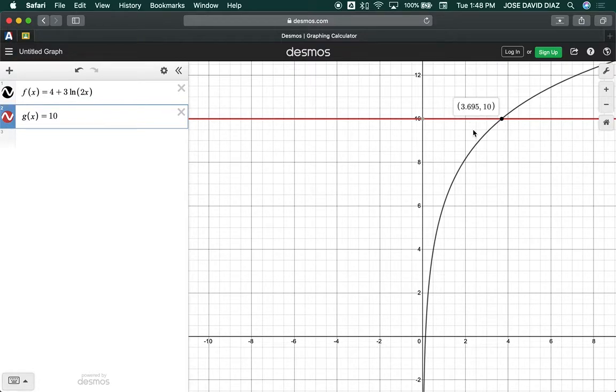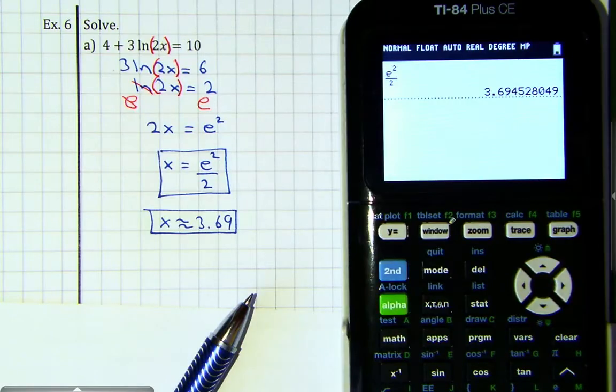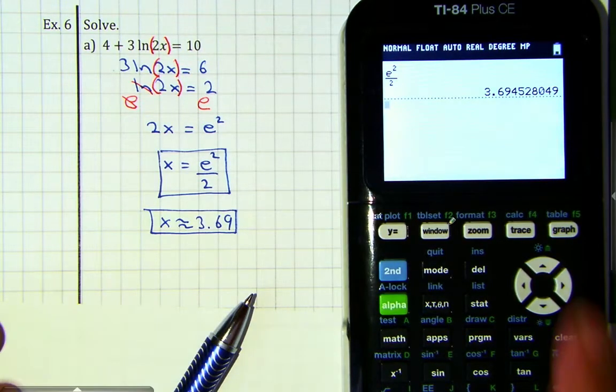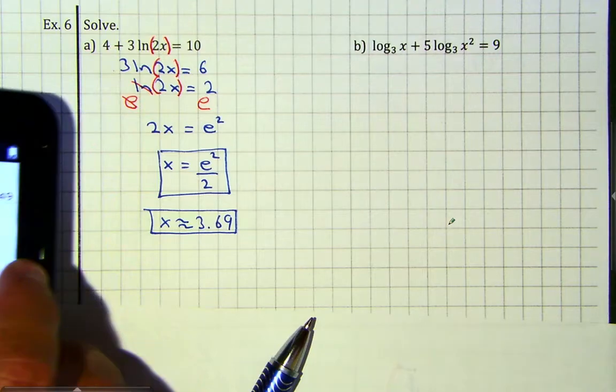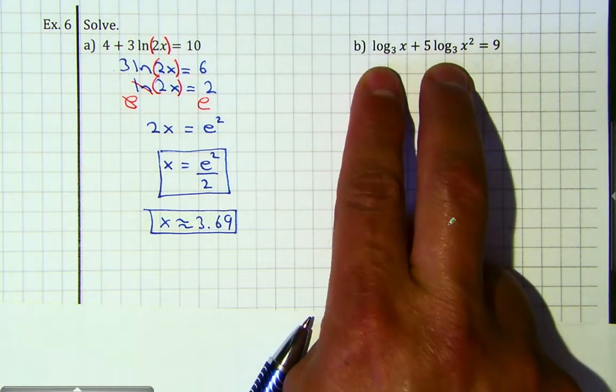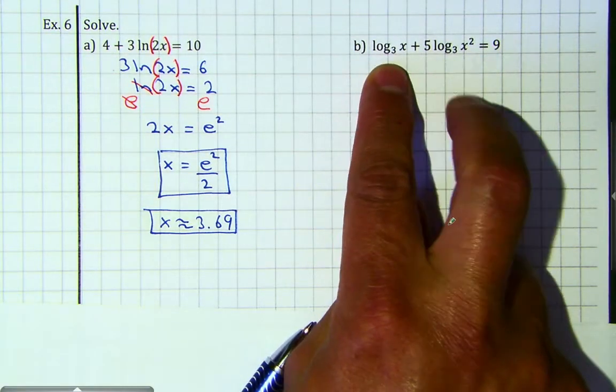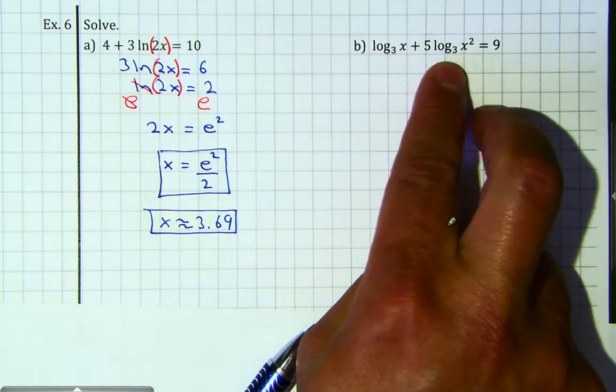Sometimes some of the problems that you guys will get in the homework might be greater than, so you can just do an interval, or less than, and you can do an interval as well. But for now, let's continue to example B. Now in example B, we have two logs. Log base 3 of x and 5 log base 3 of x squared.